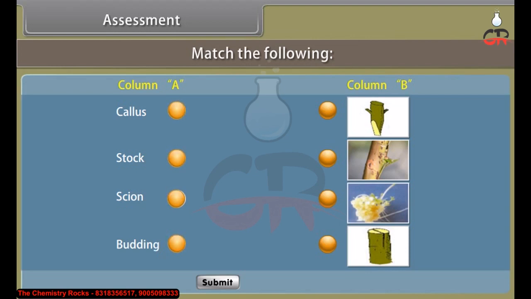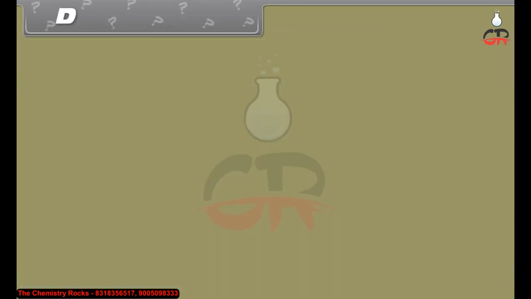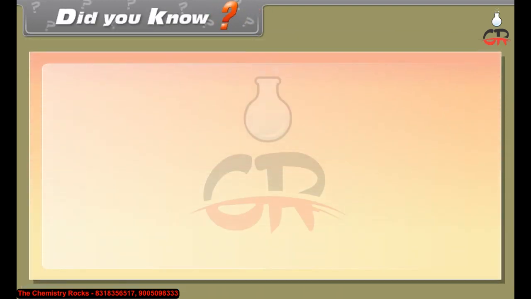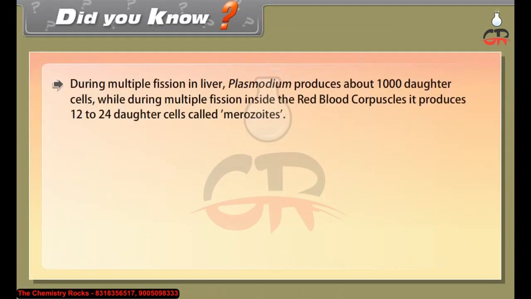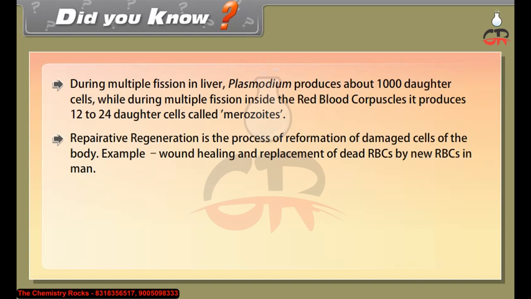Reparative regeneration is the process of reformation of damaged cells of the body. Example, wound healing and replacement of dead RBCs by new RBCs in man. Restorative regeneration is the process of redevelopment of a lost body part. Example, tail in lizard, hydra, planaria, etc.